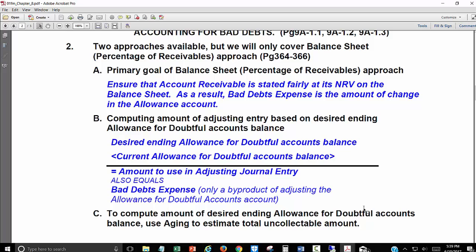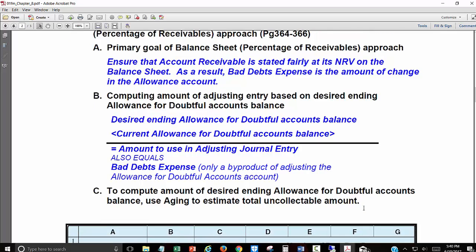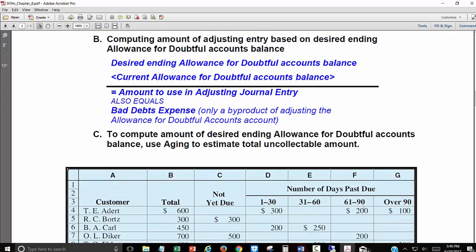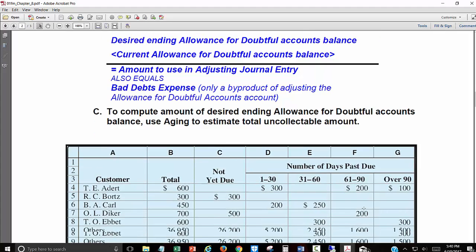Typically, to look at how much you need in the allowance for doubtful accounts balance, accountants use an aging of accounts receivable to estimate how much they think the uncollectible amount will be. Here's an example of various accounts receivable of various ages. You can see the receivables from particular customers are spread out over several columns, indicating whether they're not yet due, they're overdue, and if overdue, how overdue are they.